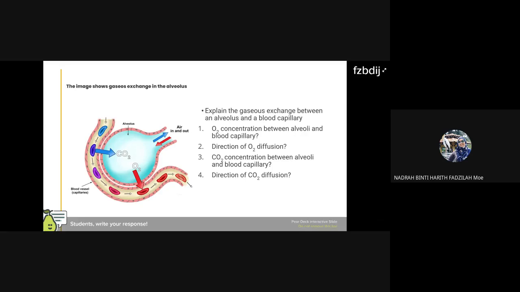Katakanlah kita ada dua solution, A dan B, yang dipisahkan oleh plasma membrane. So at the end of simple diffusion, we can see that the number of molecules in solution A is the same as the number of molecules in solution B. So they have achieved dynamic equilibrium, because we can no longer identify which solution is the high concentration region, which solution is the low concentration region. We call this dynamic equilibrium because the molecules can freely diffuse from A to B or from B to A. Tak ada masalah. They can still move.